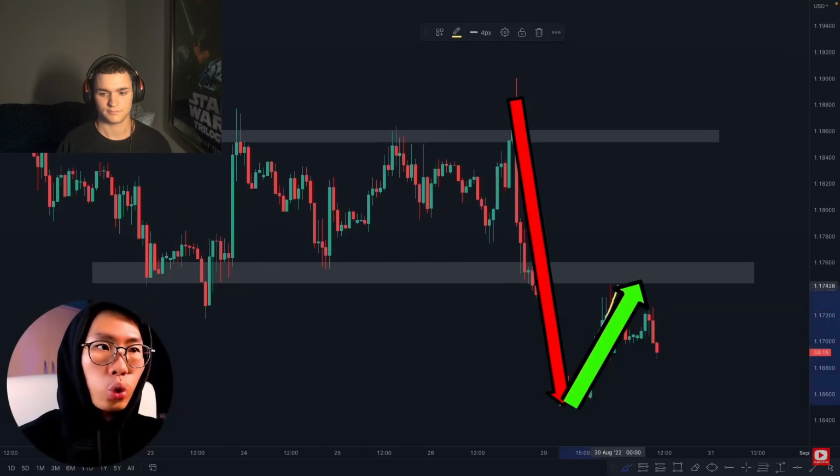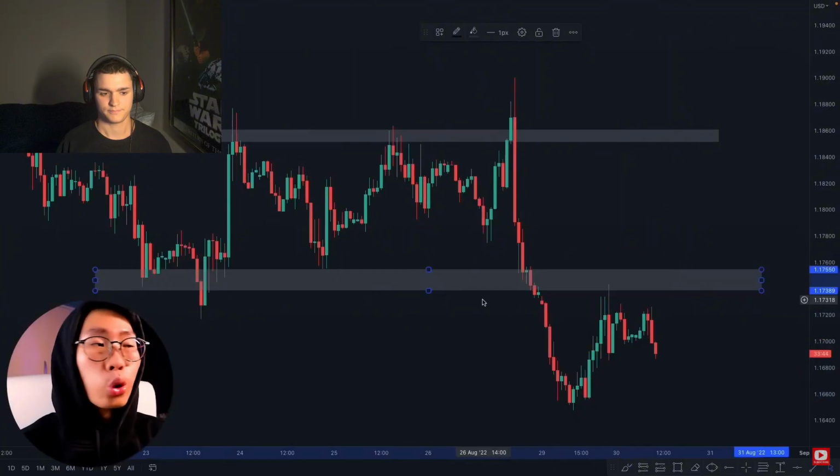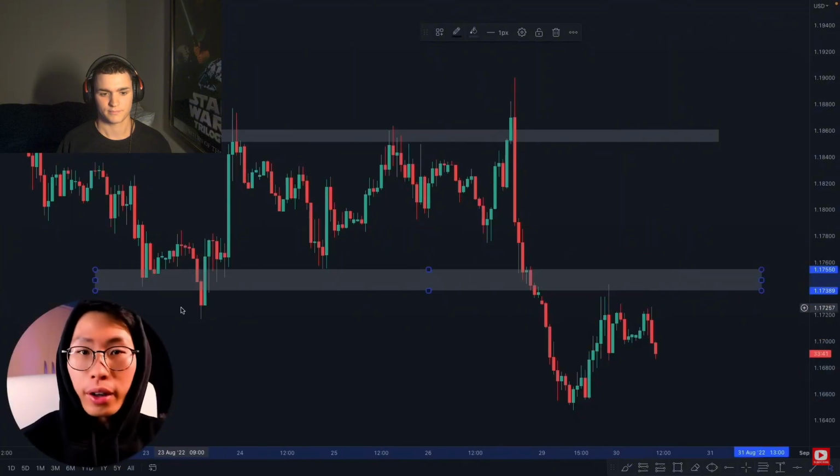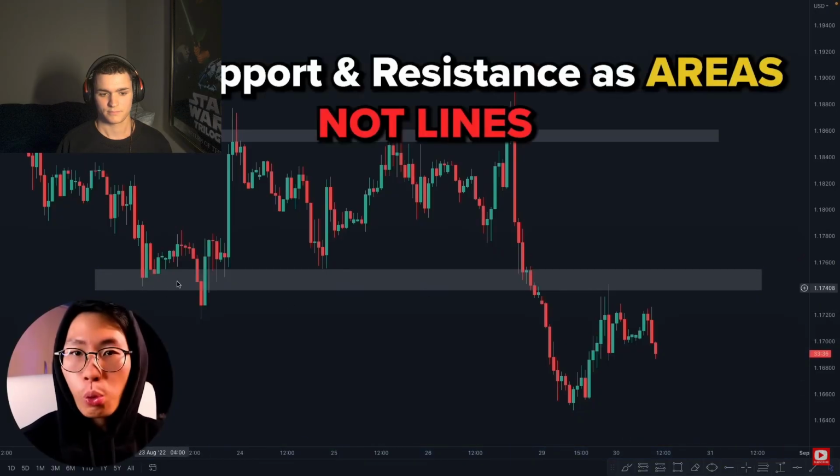It comes back up here to retest this support level, which now acts as your resistance level. And guys, I want you to know that this entire area here is your support area. Remember, support and resistance are not just one line like this. This entire area here is a support area.